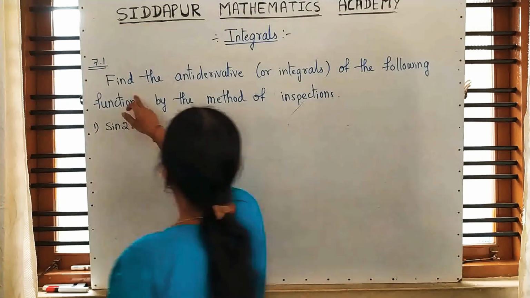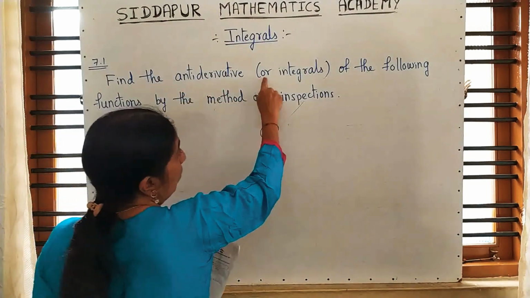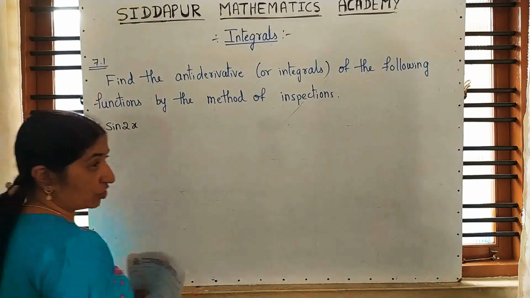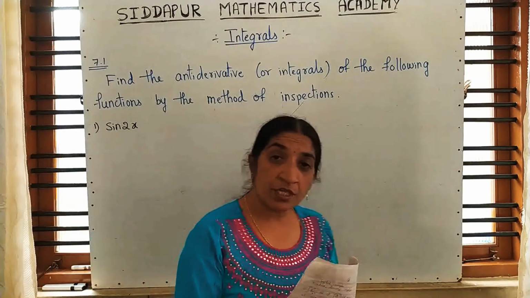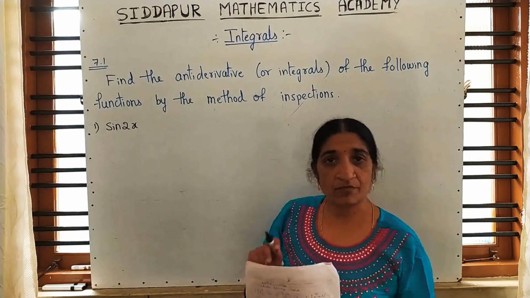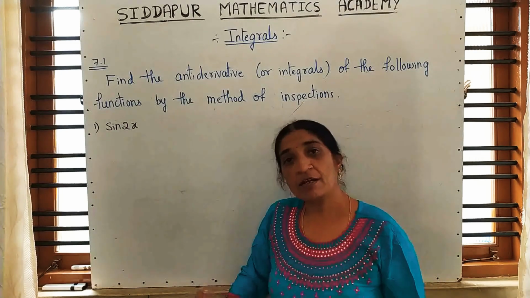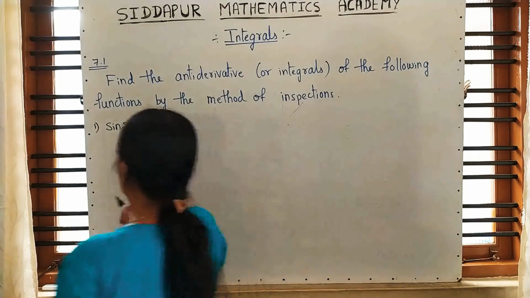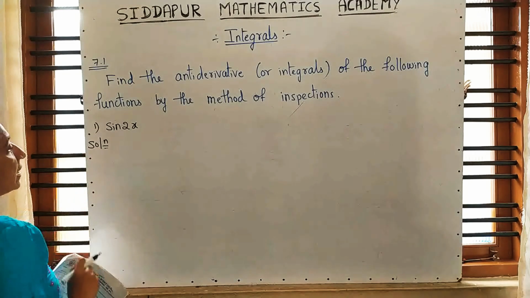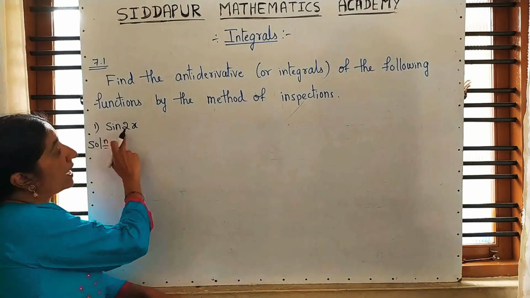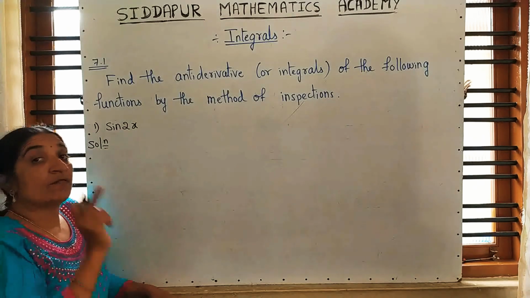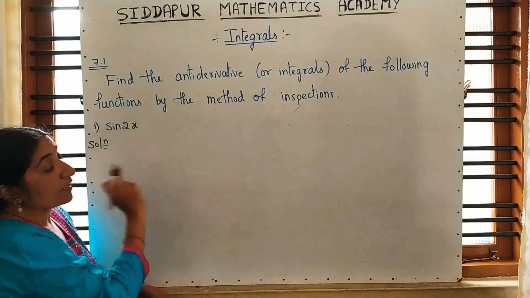Here, find the antiderivative, that is all integrals of the following functions by the method of inspection. That means don't use the integration. We have to use the differentiation. By inspection method means we have to use the differentiation and we have to find. So I will explain that with all the exercise, all the examples. See, we have to find the antiderivative of sin 2x. That is integral with the help of inspection method.